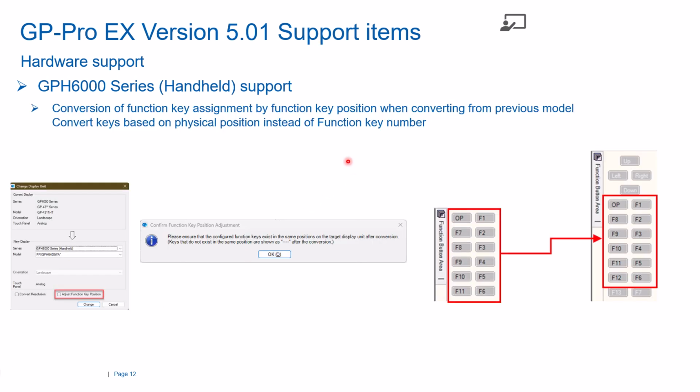Okay, again, this is an interesting point about when you're converting. If you're converting from previous handheld models, this is just a little function where we're giving you the option to convert not based on function key number, but based on function key position. And you can see there's a difference between the position and the numbering between the old and the new units.